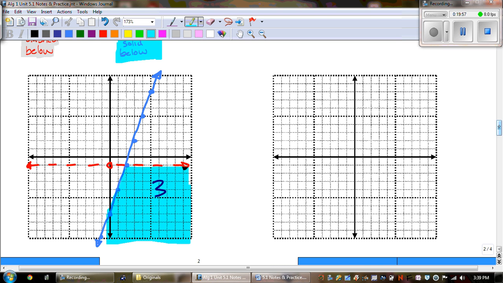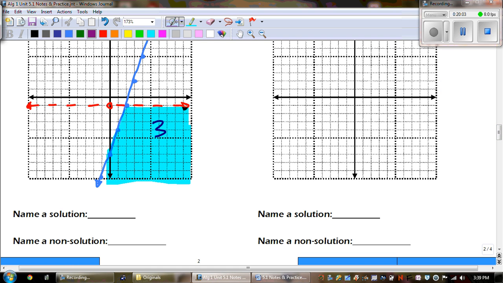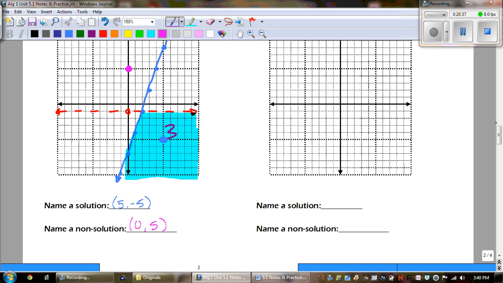Now, it's asking us once again, name a solution and a non-solution. So a point that's in there, boom, nice and easy, right on the line. That's the point (5, -5). And remember, you guys can go anywhere that's not a solution. Anywhere. I'm going to come just right there. And that's the point (0, 5).